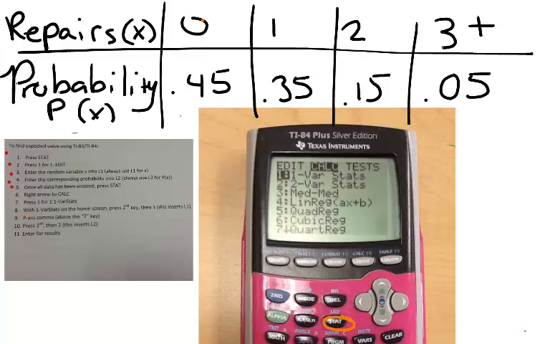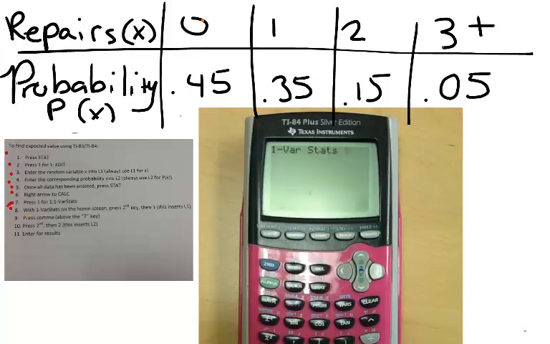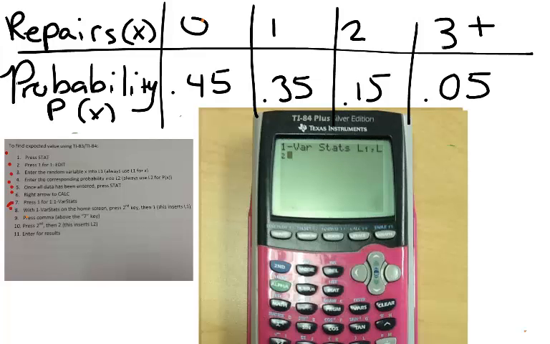Press your Stat key and arrow right to Calc. Select option 1 for one variable stats. With one variable stats selected, you'll then press second and the 1 key, which inserts L1, comma, which is above the 7 key, and then second 2, which selects L2. Now your screen should look like this. Finally, press Enter to receive your results.